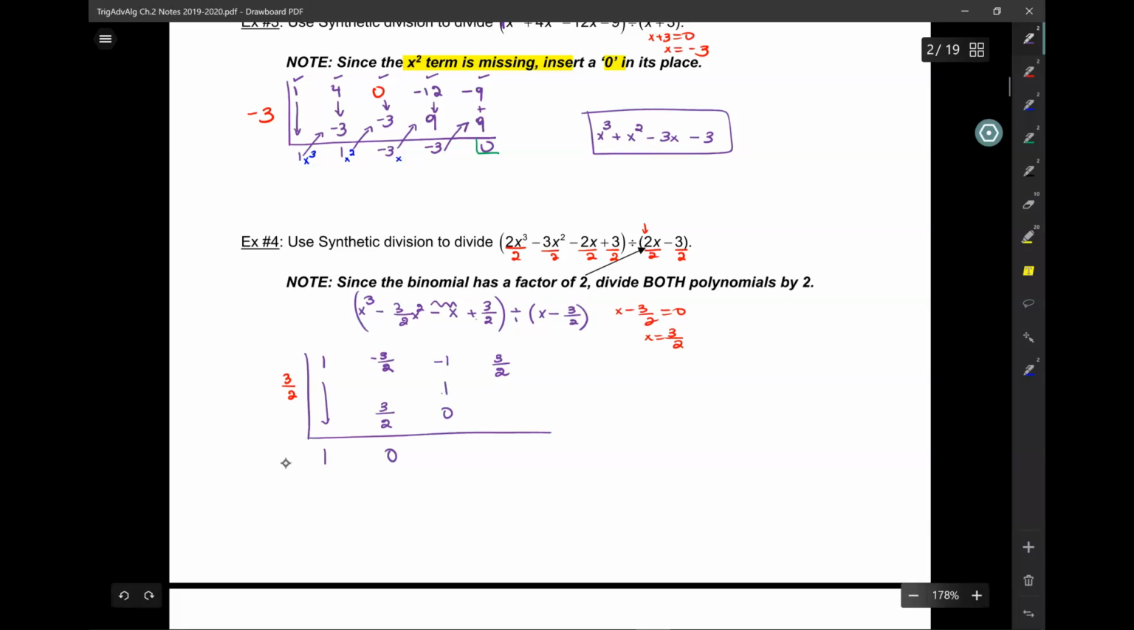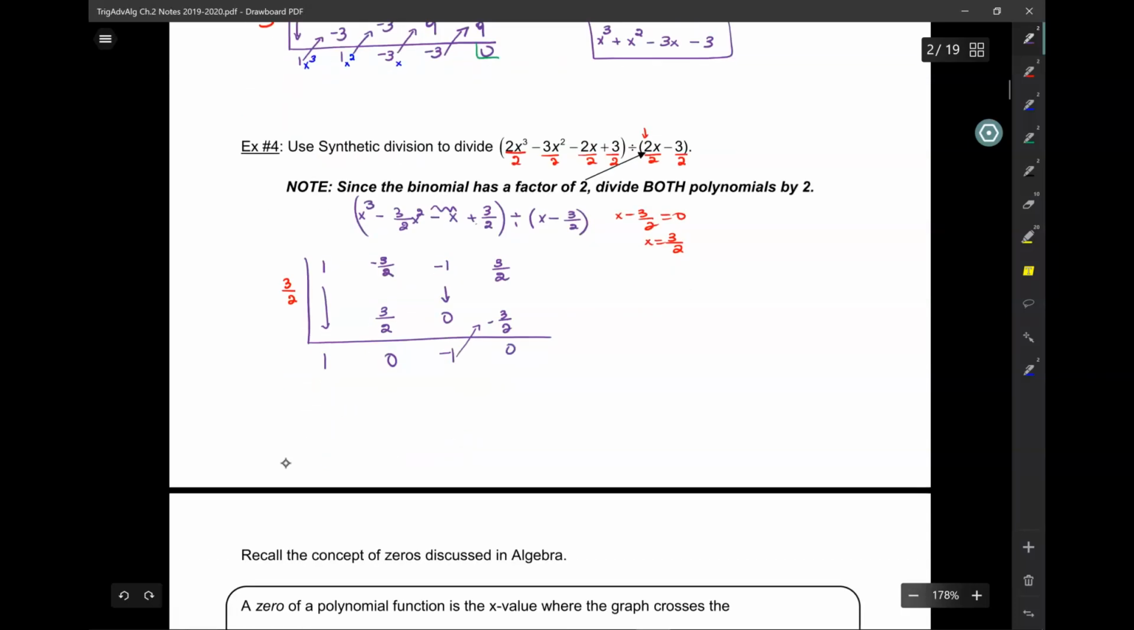Negative 1 plus 0 is negative 1. Multiply, you get negative 3 over 2. So 3 over 2 minus 3 over 2 is 0. No remainder again. Okay, how are we going to write this polynomial now?